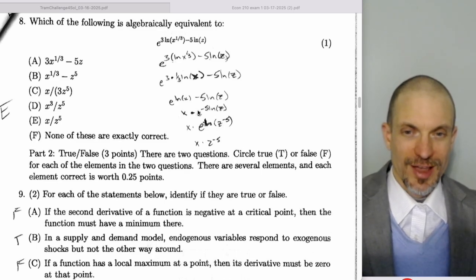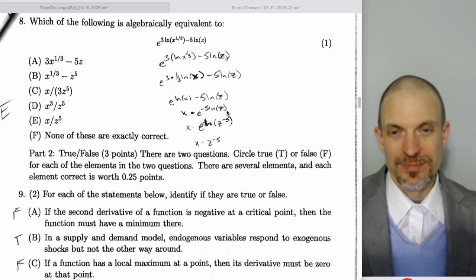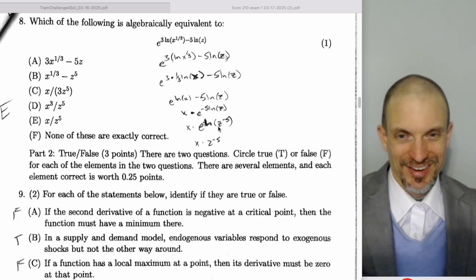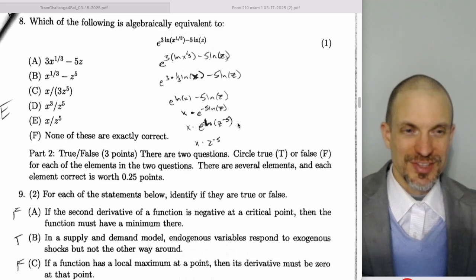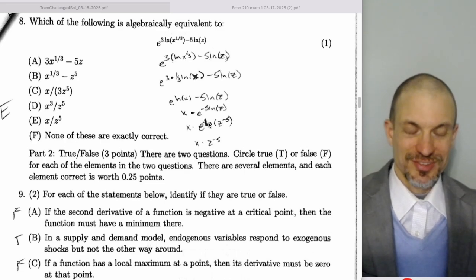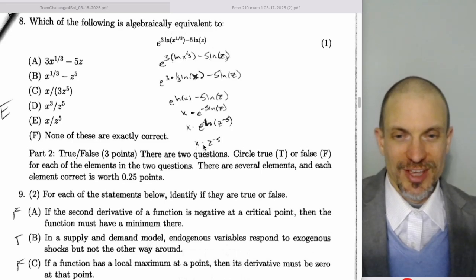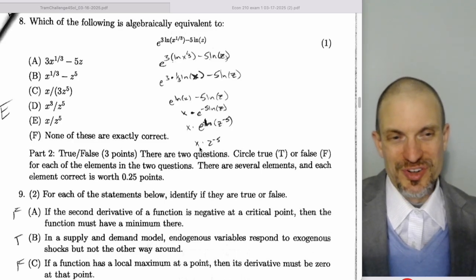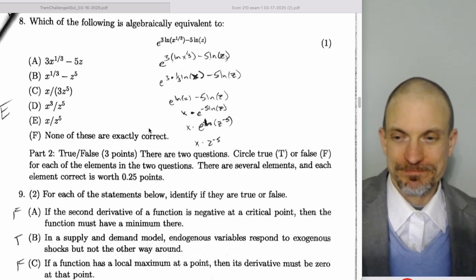And now this is times e to the minus 5 natural log of z. Oh, but I can use that rule I just did a second ago, and I could write this as z to the minus 5. So now I've got e to the natural log of z to the minus 5. It's the same inverse function. It undoes itself. And so I am left with x times z to the minus 5. But that's x over z to the 5th. And so that's this right here, e.